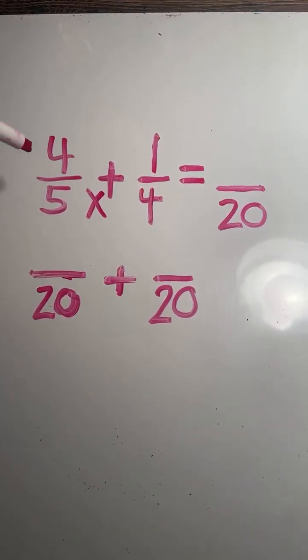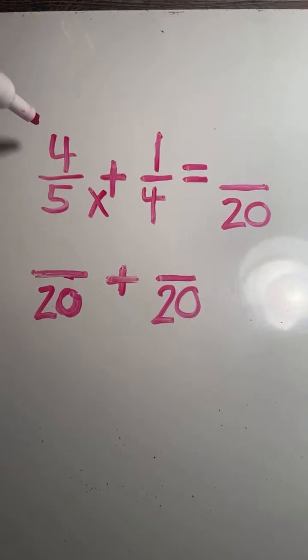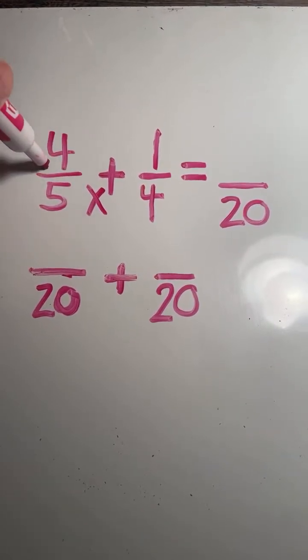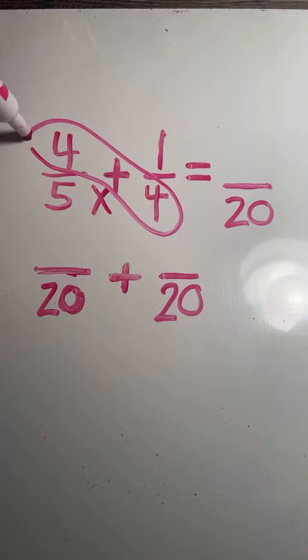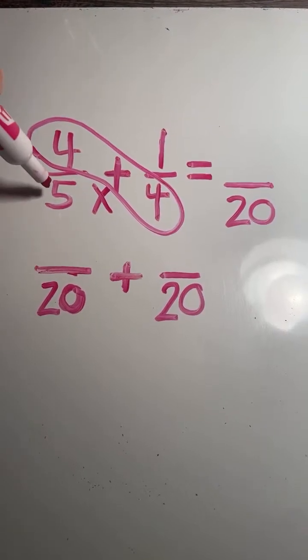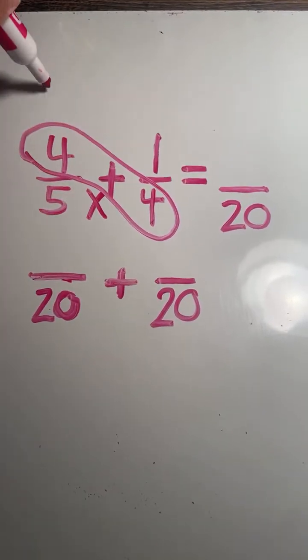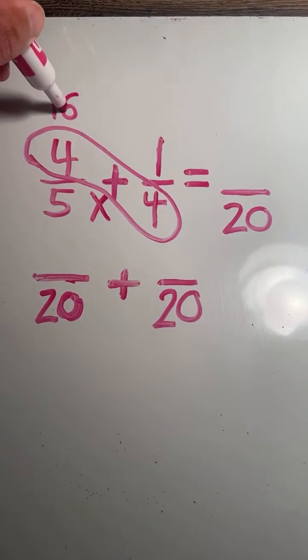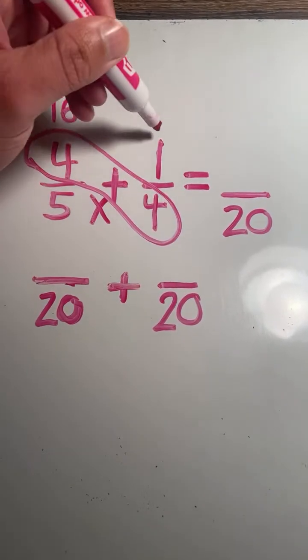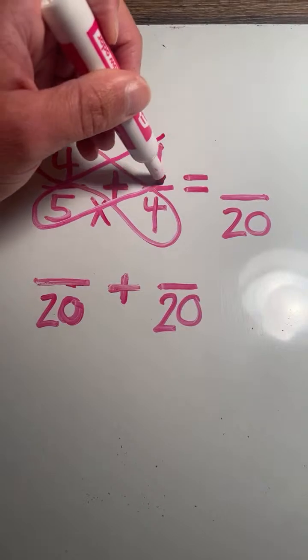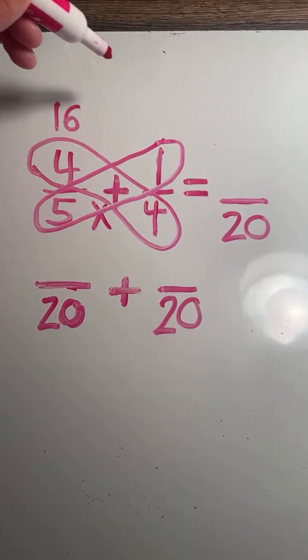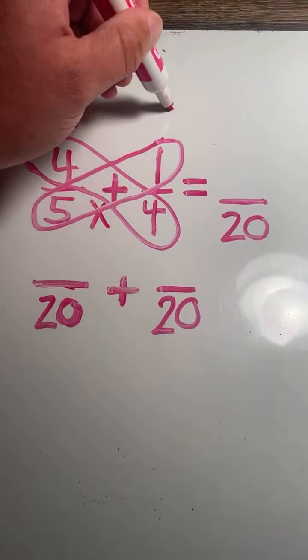Now to find our numerators, we have to multiply each numerator times the opposite denominator. So we're going to multiply the 4 in 4/5 times 4. 4 times 4 equals 16. Then the 1 in 1/4, we have to multiply that times 5. 1 times 5 equals 5.